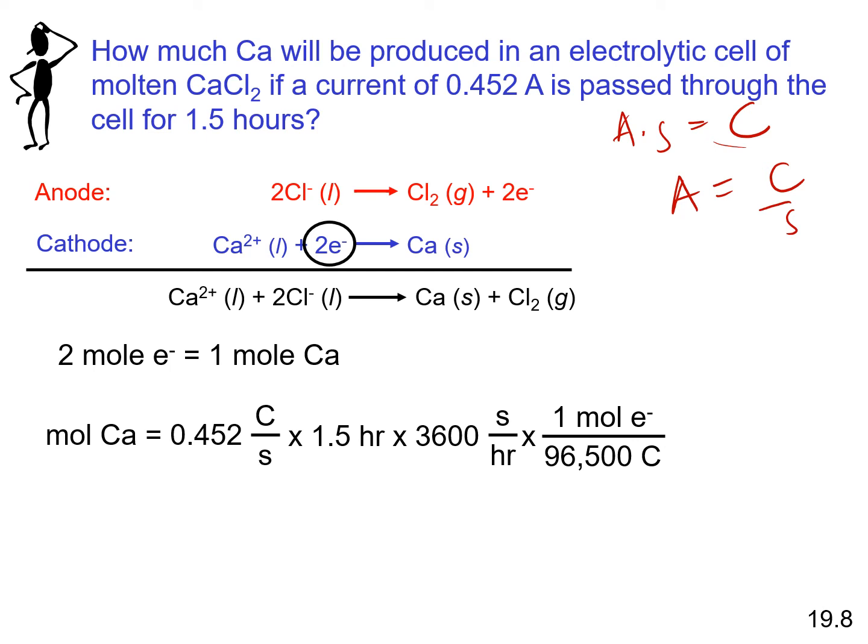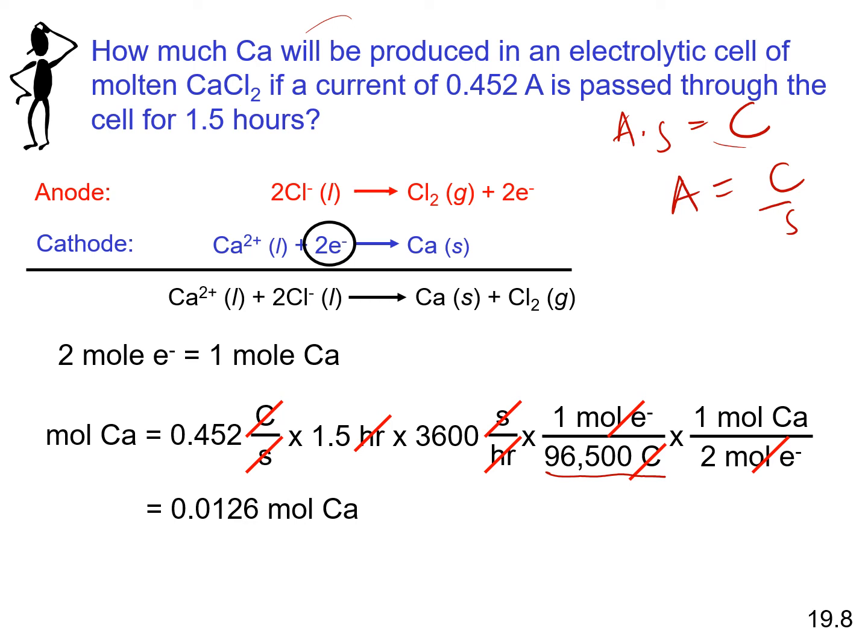Then we use the Faraday's constant, 1 mole of electron has a charge of 96,500 coulomb. So we now have mole electron, and then we convert that based from the equation. Per mole of calcium, you have 2 moles of electrons. So we cancel. So what we get is 0.0126 mole. Then you can convert that into grams. Just multiply it with the molar mass. So we get 0.50 grams calcium.